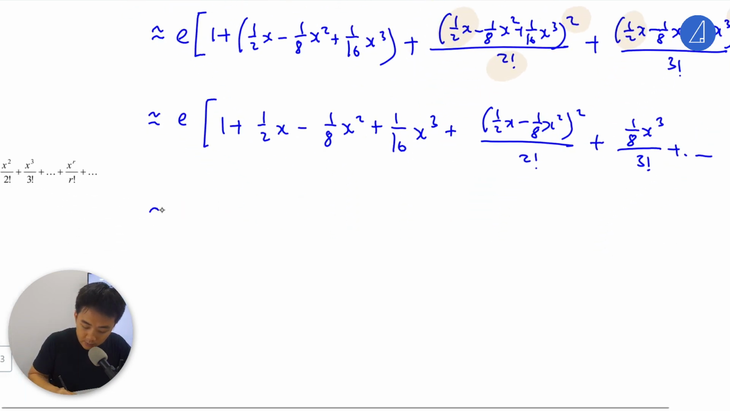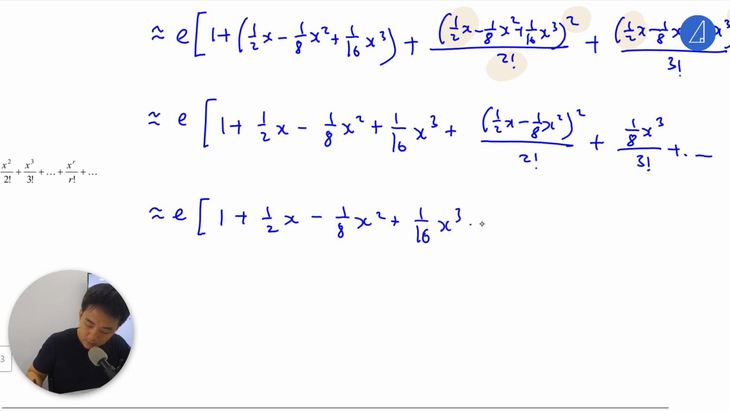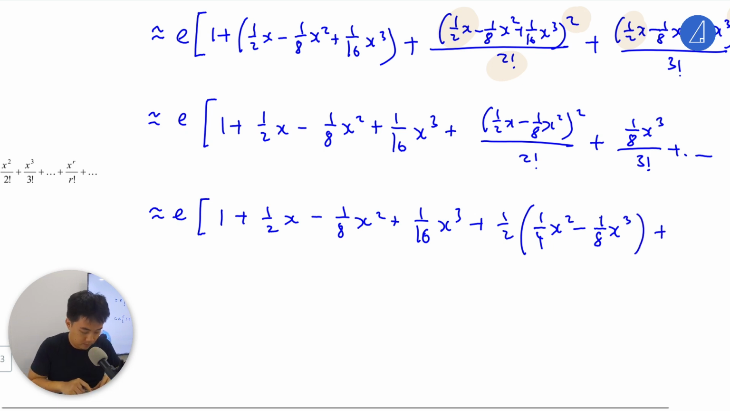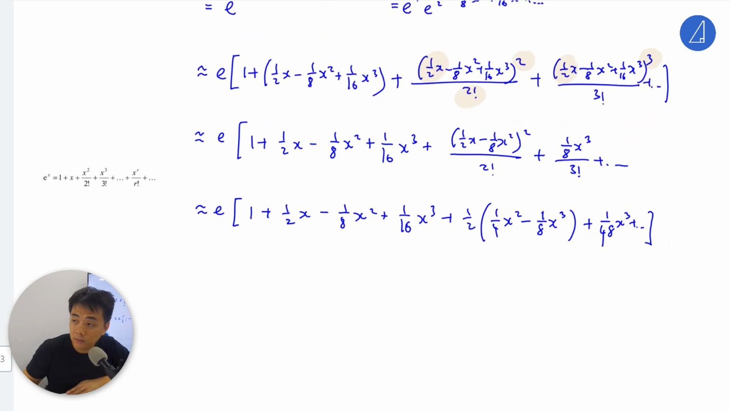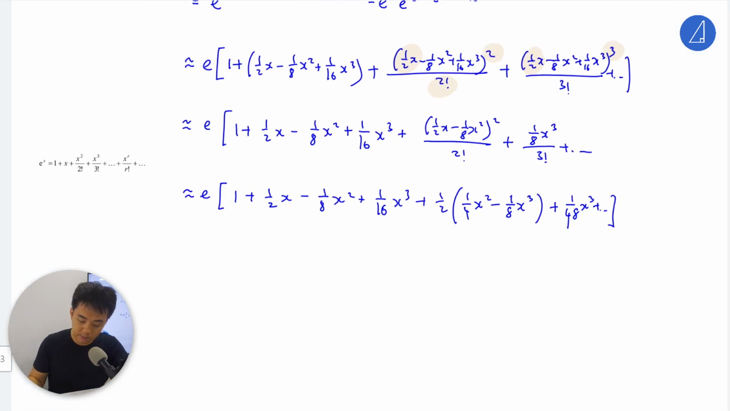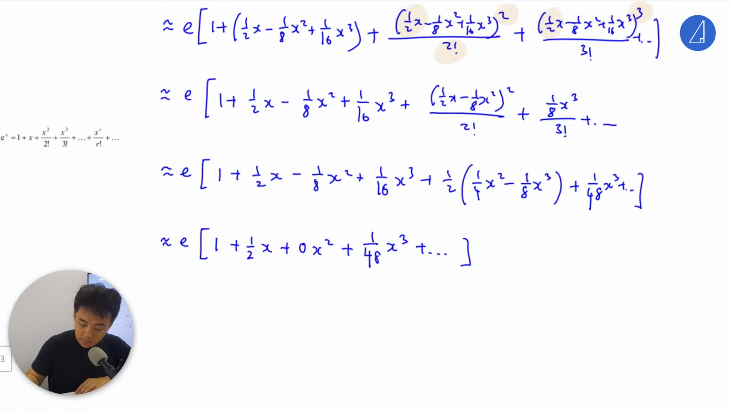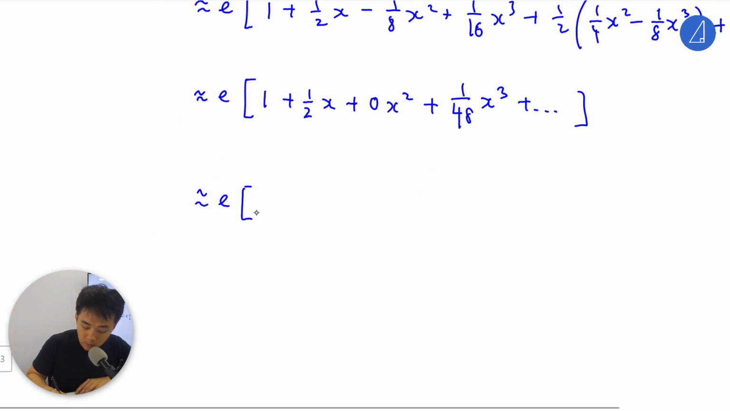So once done, this will be e times 1 plus half x minus 1 over 8 x squared plus 1 over 16 x cubed, plus minus 2 times 1 over 8 x cubed. Then I ignore the power of 4 because I don't really need it. It will be 1 over 48 x cubed. Okay, then you just expand the rest, calculate out the remaining. So that's it. Once we get it, this will be e times 1 plus half x plus 1 over 48 x cubed.